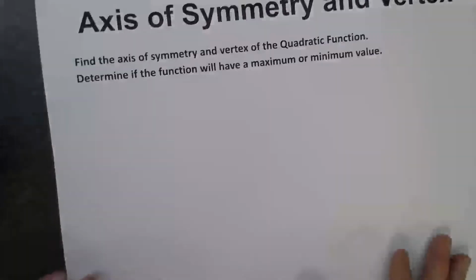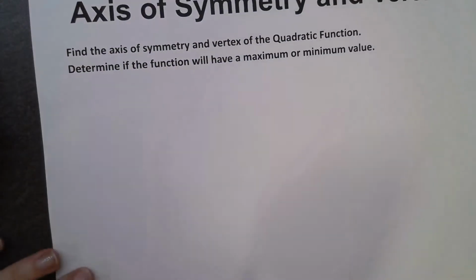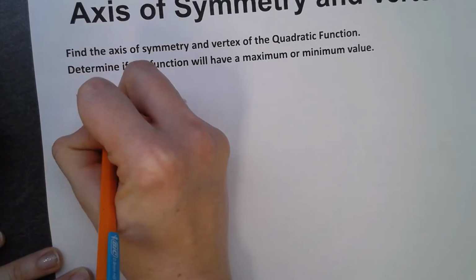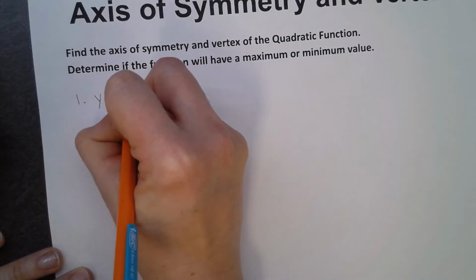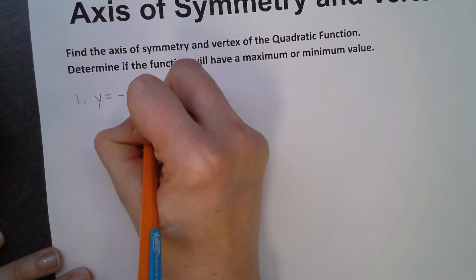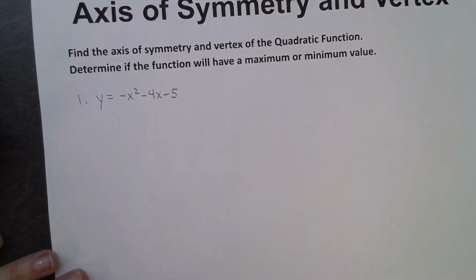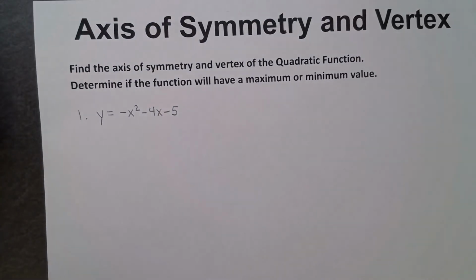So let's go ahead and look at some examples. So example number 1, we have y equals negative x squared minus 4x minus 5. We're going to find the axis of symmetry and vertex for this quadratic function, and then determine if the function will have a maximum or minimum value.